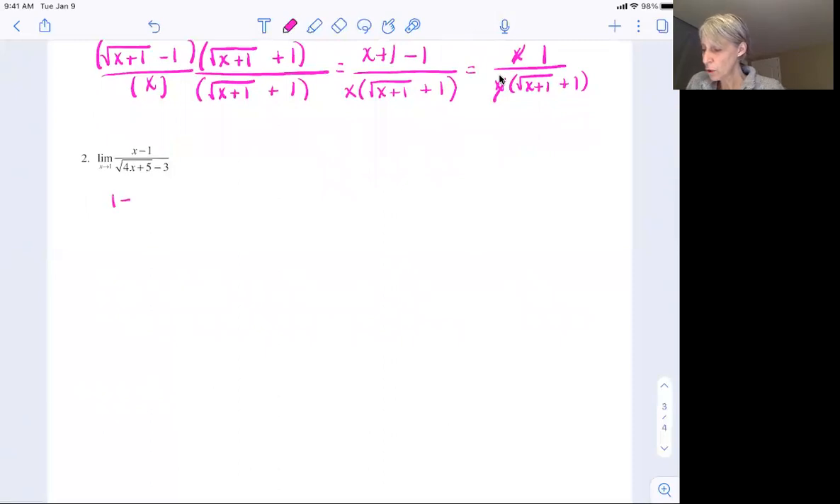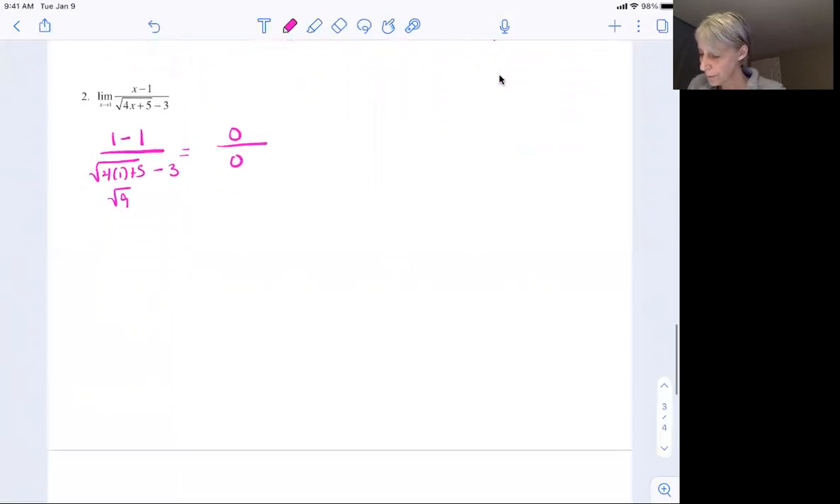The limit as x approaches 1 of x minus 1. So I have 1 minus 1. Zero over, well, the square root of 9 is 3. 3 minus 3 is 0. I need to rationalize. And at least this time I gave myself enough room to work. So to rationalize this function, we're going to multiply the top and the bottom by the conjugate. Now we're rationalizing the denominator.